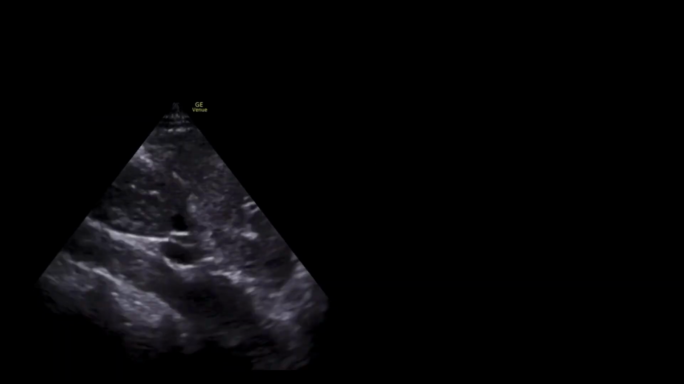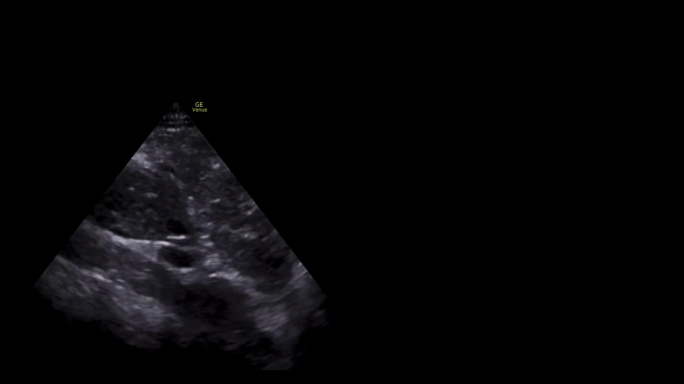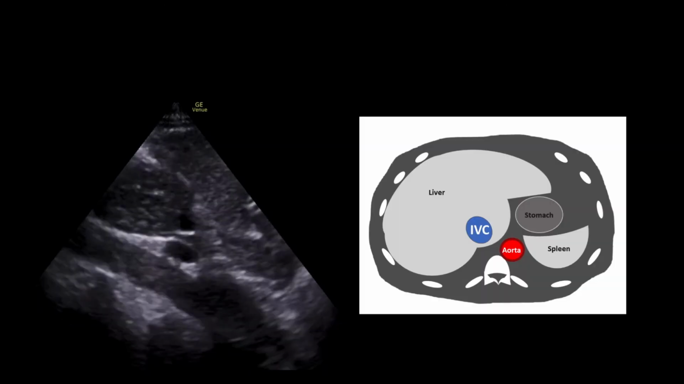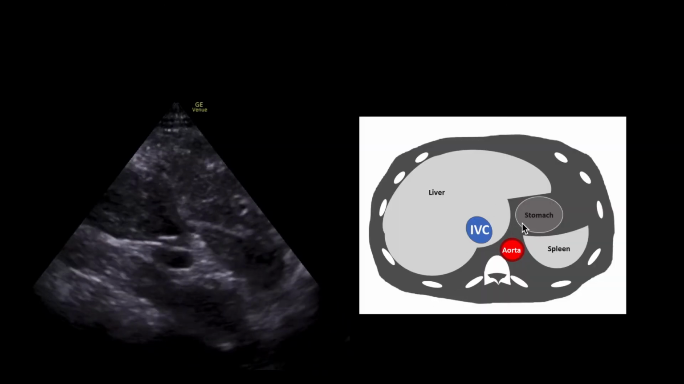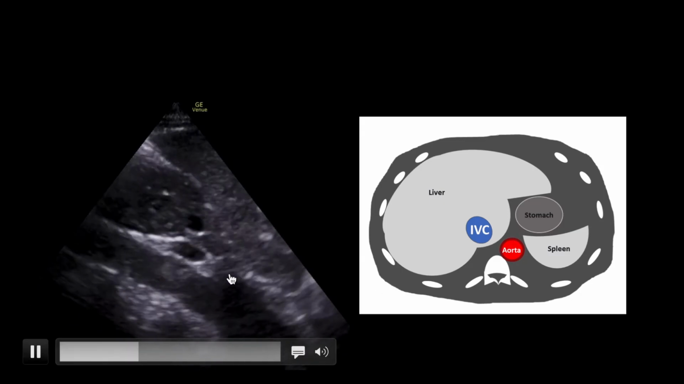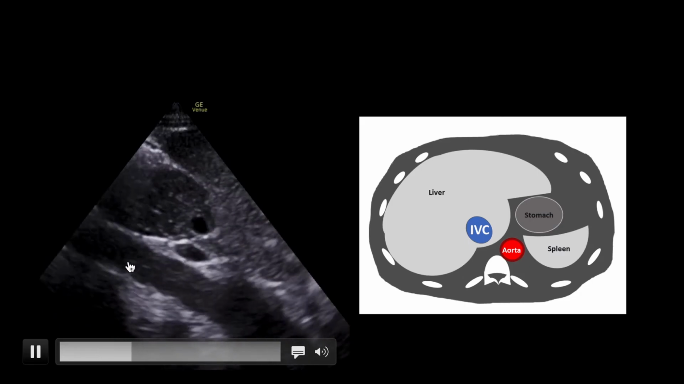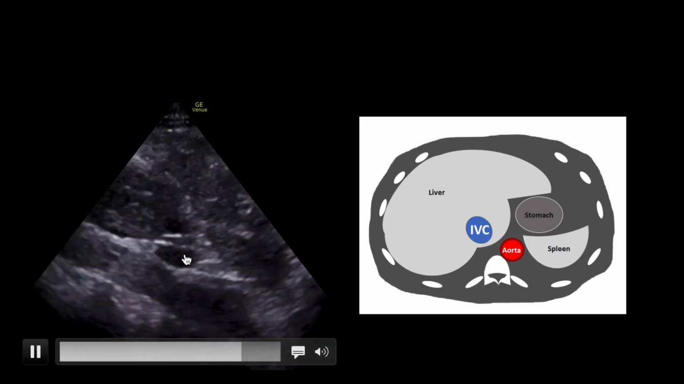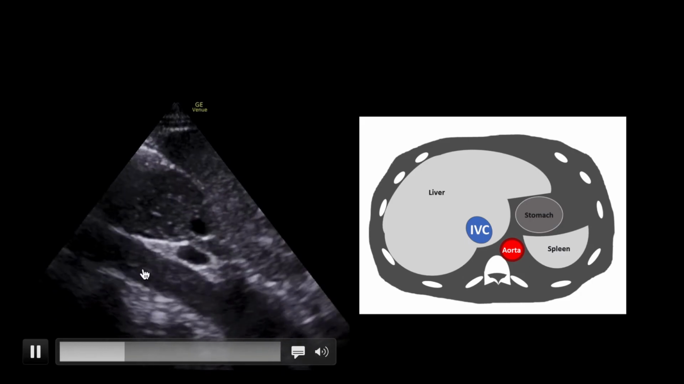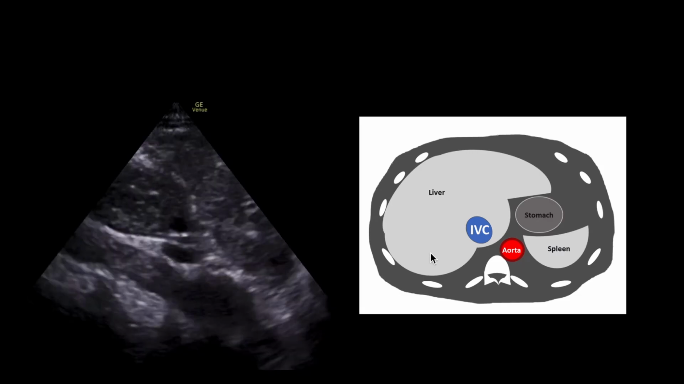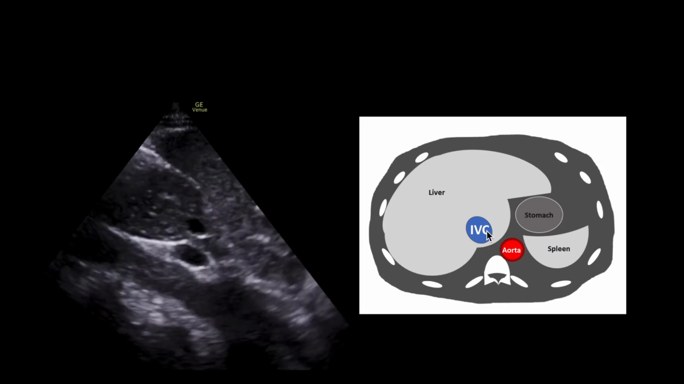How about this one? Remember, the aorta is deep to the liver, and here you see some connective tissue that's echogenic and bright white between the aorta and the liver. So this tissue tells me this is the aorta traveling deep, separated from the liver itself.